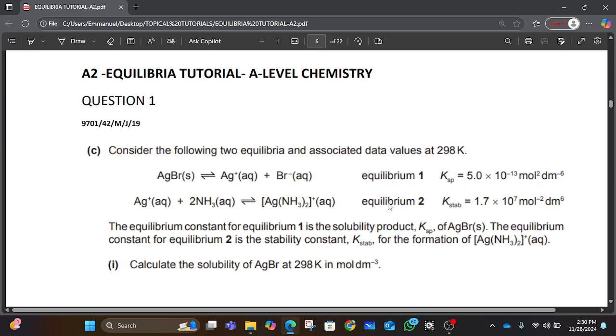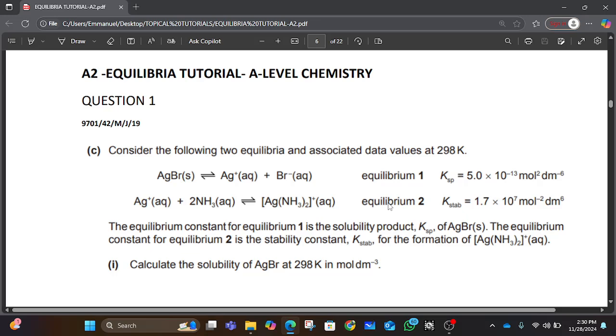Hello, in this video, I'll be solving questions on A2 Equilibria from May-June 2019, paper 4-2. Question 1. C. Consider the following two equilibria and associated data values at 298 Kelvin.